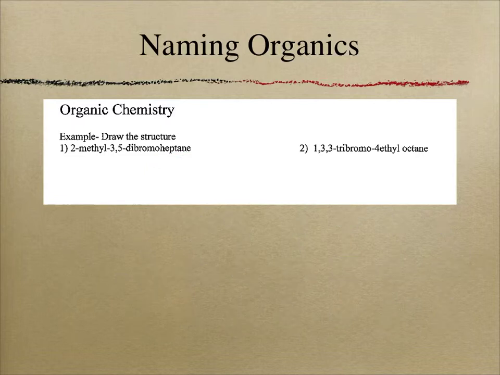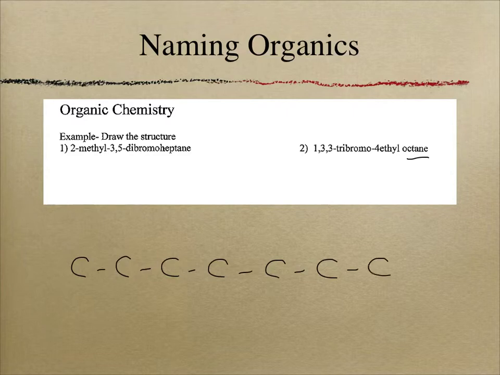Number 2 you can see is an octane. So I need 8 carbons in a row for an octane. Now, I like starting with the left. You see it goes 1, 3, 3 tribromo. That means I have 3 bromo groups, and they are on the 1st, the 3rd, and the 3rd carbon. So there's my 1, 3, 3 tribromo.